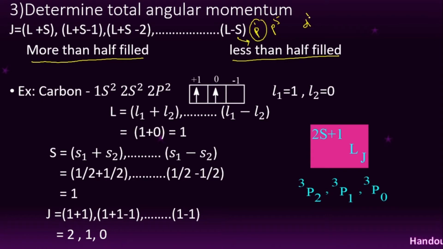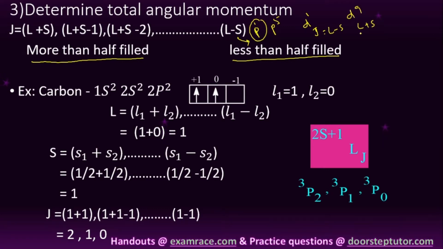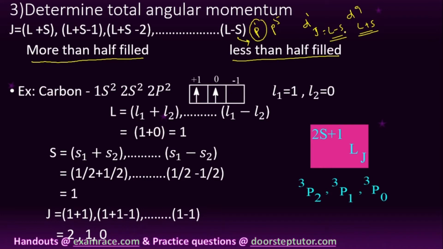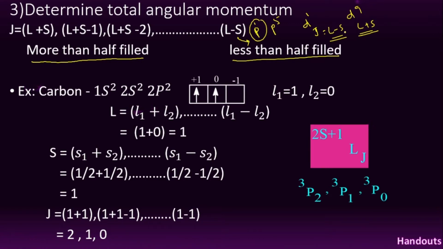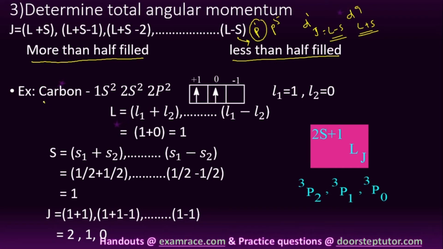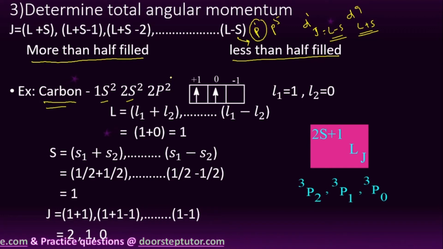For example, here we have d1. For d1, the J value you take as L minus S, because it is less than half filled. For the d9 configuration, you take L plus S, because it is more than half filled. That is the parameter for the consideration of L plus S and L minus S. Please remember, L minus S is for less than half filled and L plus S is for more than half filled configuration. Clear? Here I am taking one example, the carbon atom. The electronic configuration is 1s2, 2s2, 2p2. But generally here, the representation of a term symbol, students.